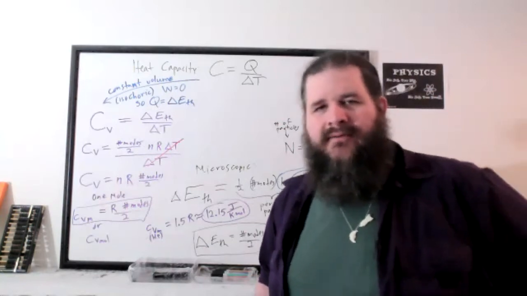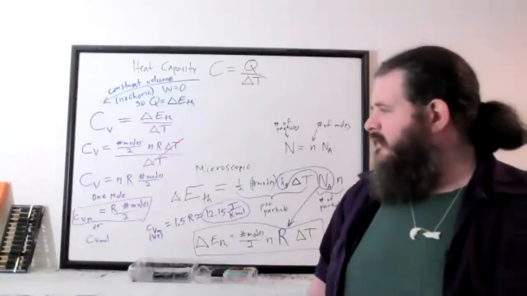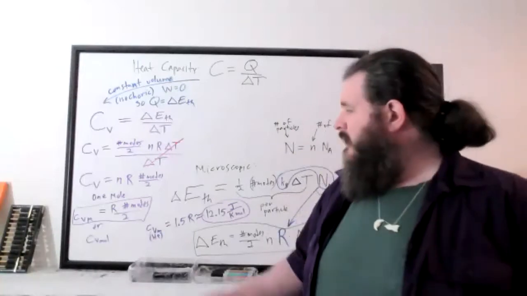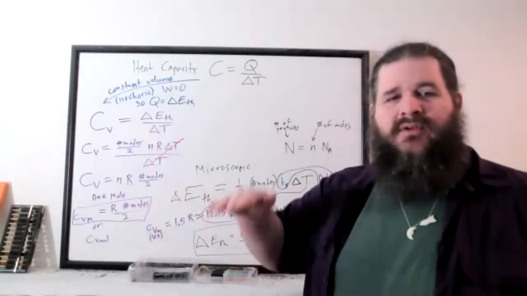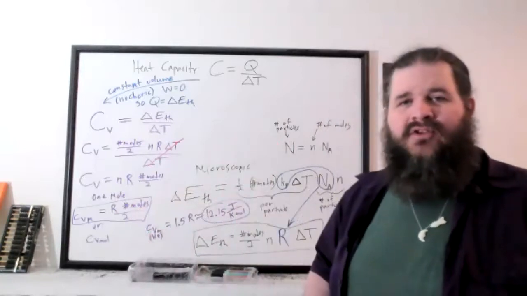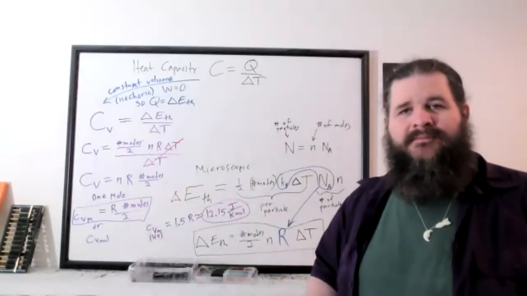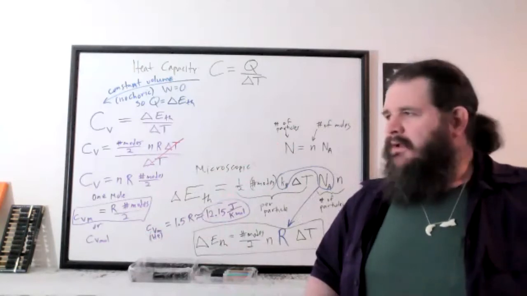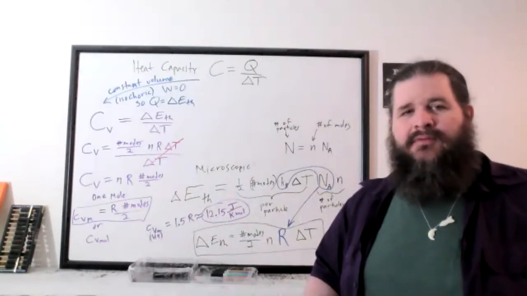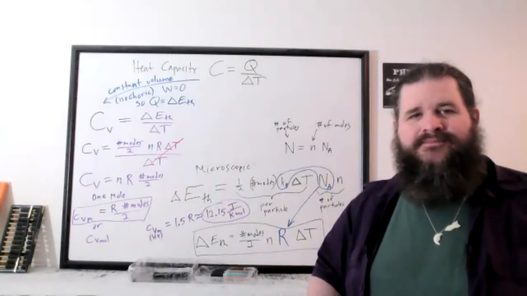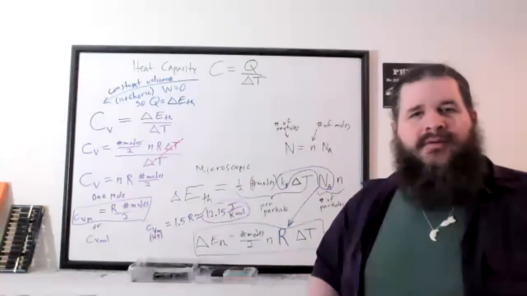Mm-hmm. And of course, that only goes up to a certain point because, for instance, for a diatomic gas, the number of modes is going to increase up to 7. And at that point, they're all active, so you're not going to get more modes beyond that. Or for a monatomic gas, for instance, it's going to be 3 modes and that's it, no matter what. Any other questions on this? That makes sense.